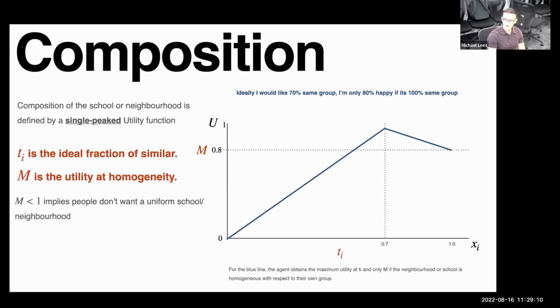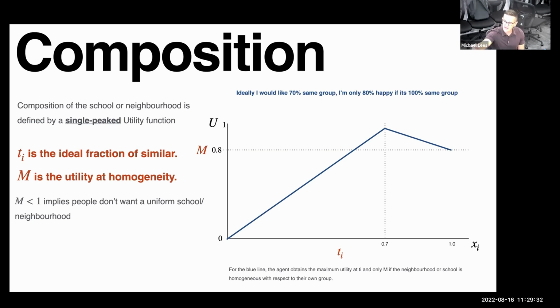So then what we do is, instead of the simple threshold model of the Schelling model, we look at a single peak utility value. If you've done anything in economics, you'll know what these are, but I'll explain it briefly. So the idea is that a particular parent might say, ideally, I would like 70% the same group. I'm only 80% happy if it's 100% the same group.